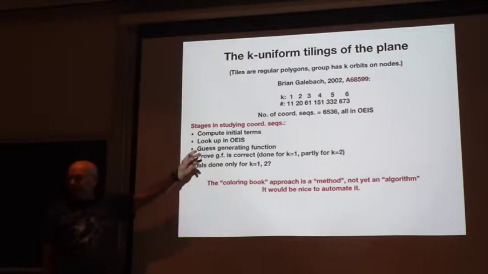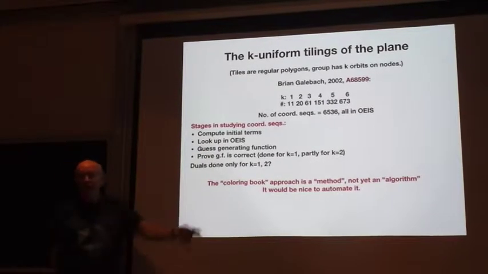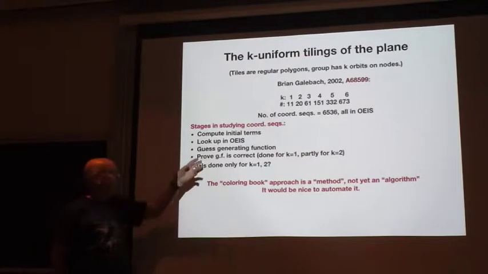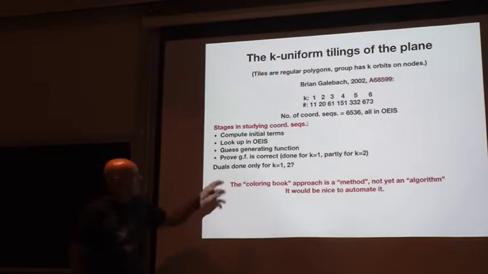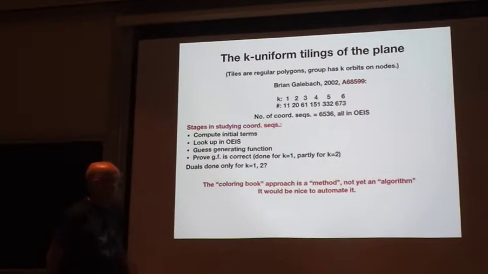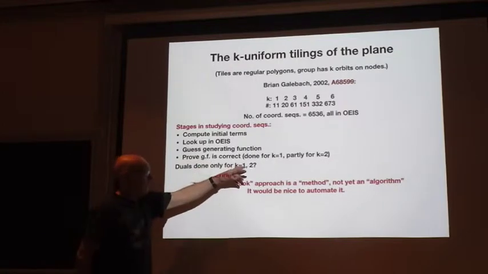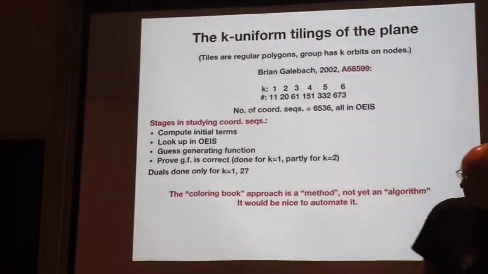So then you look for a generating function. You try to guess one using GFUN in Maple. And that works most of the time. Maybe you need 100 terms to do it. Then you try to prove the generating function is correct. And we've only done that for the 1-transitive, and partly for the 2-transitive, the 2-orbit ones.